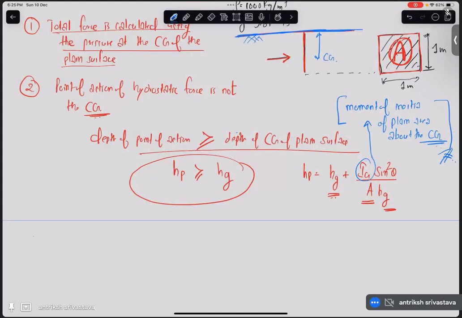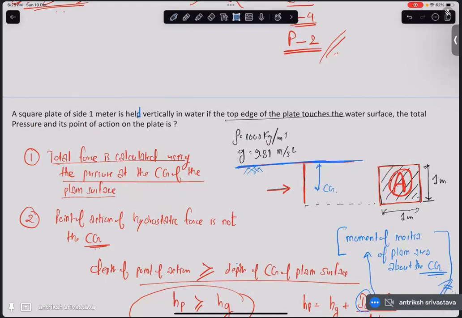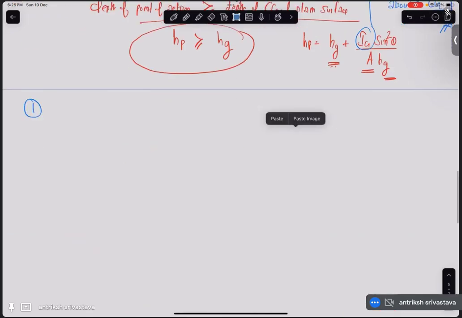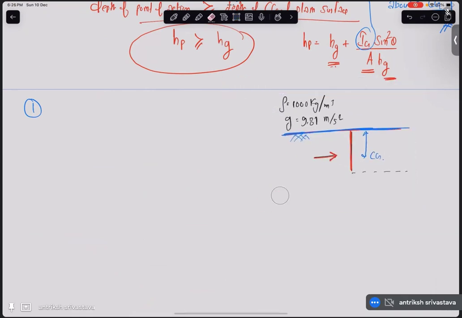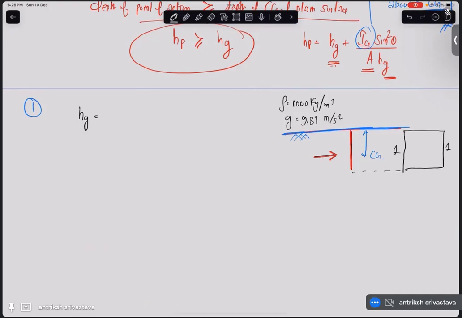So now let's solve this question. Let me just copy this. Okay. Now, what is the Hg? Hg is nothing but, since we have a square plate and the top is touching the surface of the water, A by 2, where A is the side. So it is 1 by 2, 0.5 meters. Okay. Now, based on this, can we calculate the total pressure force? Yes, we can. So total pressure force is going to be rho g h g a. So 1000 into 9.81 into 0.5 into 1 meter square area.